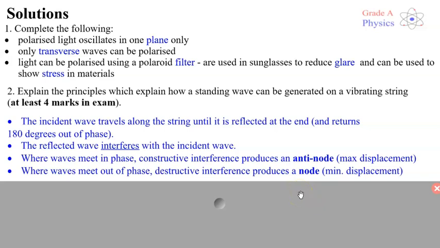The most important set of notes is question 2. This is a very typical question in the exam. Typically 4 marks, possibly 6 marks. So the initial wave, the incident wave, travels along the string and is reflected at the end, and it comes back 180 degrees out of phase at that point only. And then we have these 2 waves interfering. The reflected wave interferes with the incident wave. That's the key term there. Where they meet in phase, we get constructive interference, we get an antinode. Where they meet out of phase, we get destructive interference, and we get a node, and that's minimum or 0 displacement. So this is probably the most important set of notes or bit of information from this video.